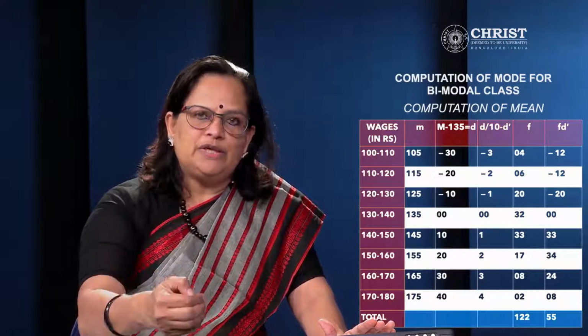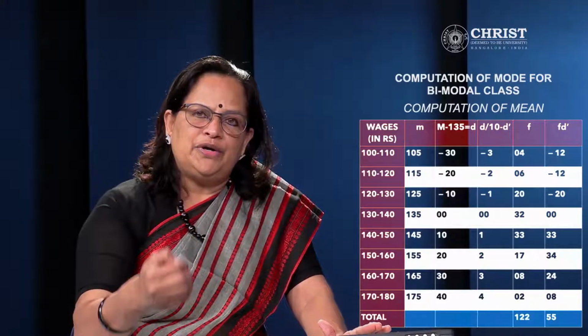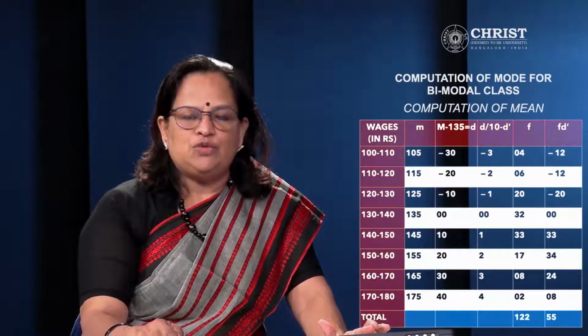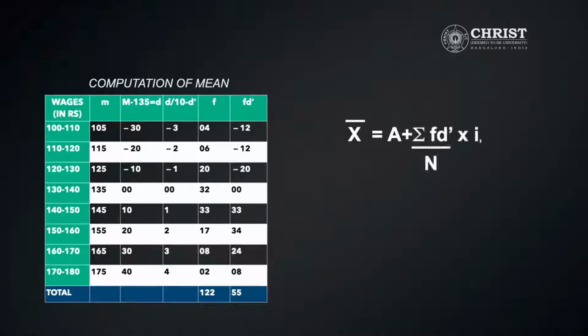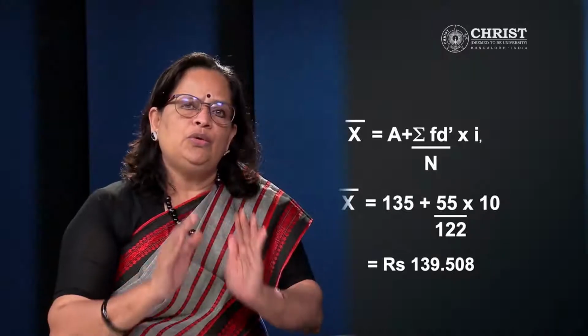Next column is the frequency values, which are given in the question. Then f d dash. Now our computation is based on total frequency, that is 122, and the sum of f d dash, which is plus 55. Substituting the values in the equation, x bar is equal to a plus sigma f d dash by n into I. You will get 135 plus 55 divided by 122 into 10, that is rupees 139.508.